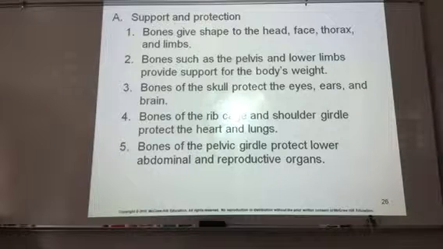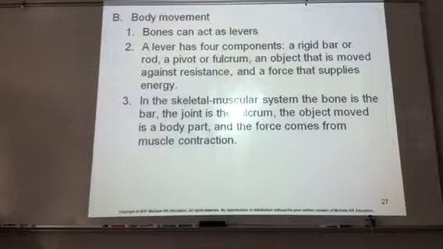Rib cage, shoulder girdle, also protection. Vital organs, your heart and lungs are very well protected. Pelvic girdle is going to give some protection to your lower abdominal and reproductive organs. Your abdominal area is a little bit less protected as it kind of sits in front of your pelvic girdle, but your heart and your lungs are protected very well by bones.